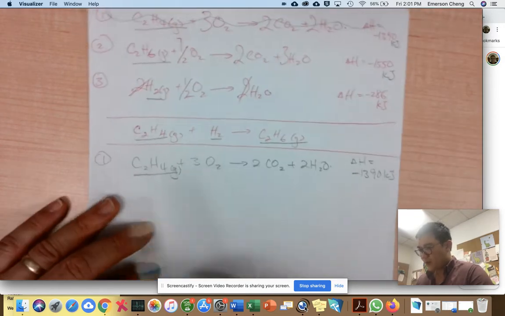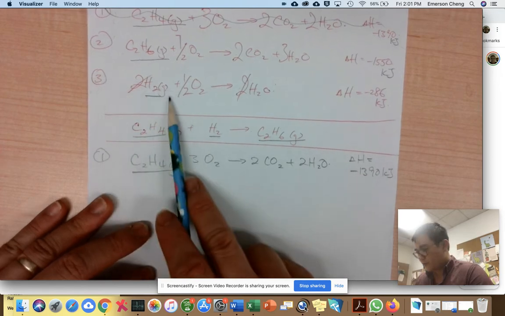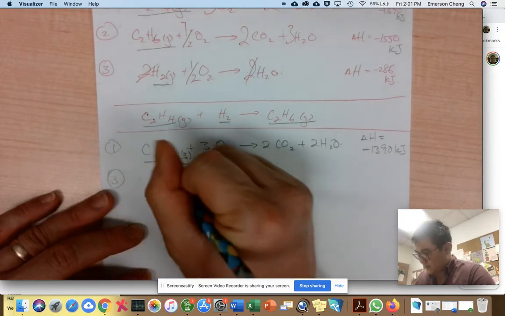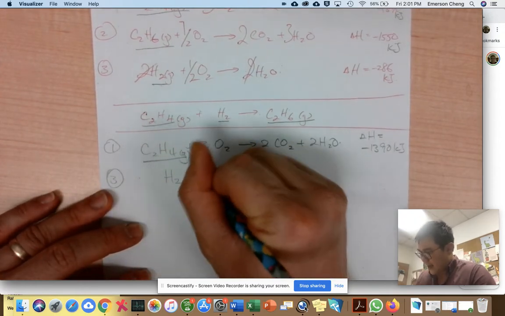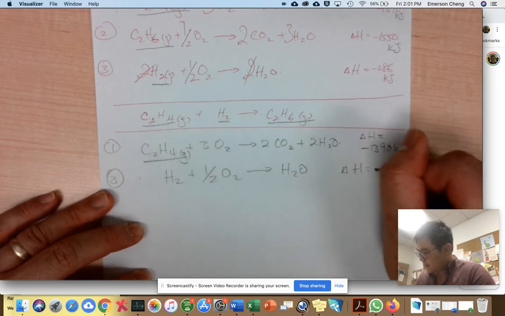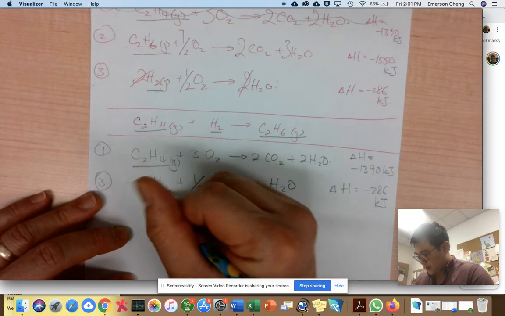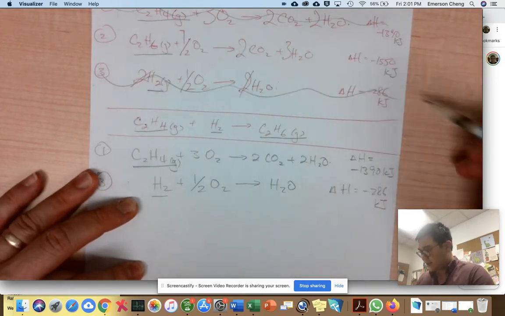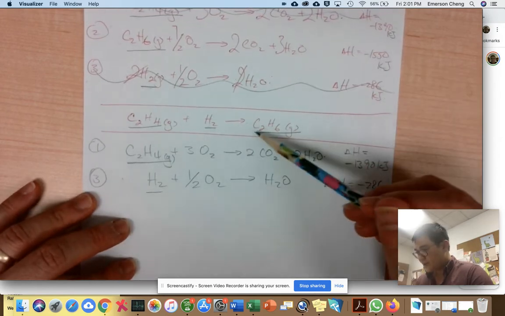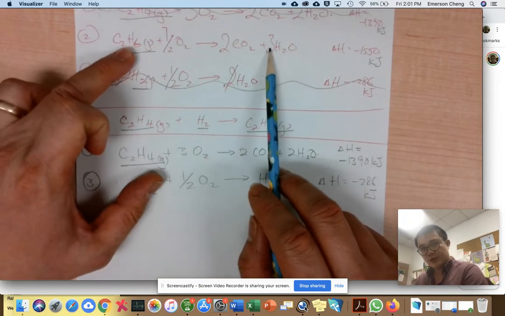Cross this out. I want hydrogen also on the left. So here, equation 3, hydrogen is also on the left, so I don't need to worry about that. Rewrite this here. H2 plus half of oxygen gives me H2O. Again, the number is minus 286 kilojoules. I keep this underlined, and that's it. Now, number 2, I do want C2H6 on the right-hand side. This is on the left. So in this case, I have to flip this equation around.